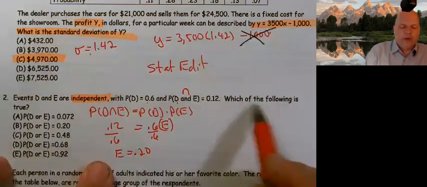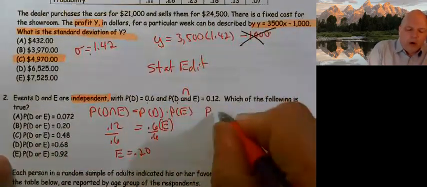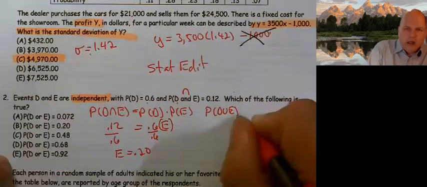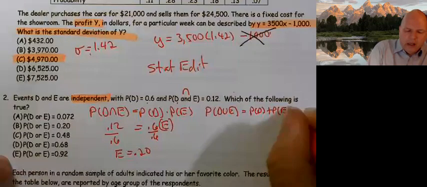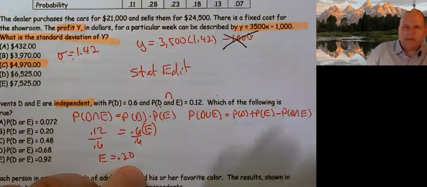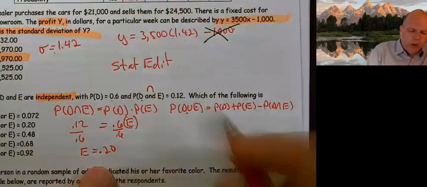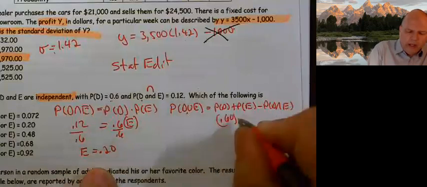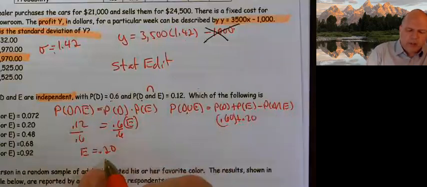Then I look at my answer choices, because it says which of the following is true, and all of these have an or. Well, remember, or means union. So this is going to be the probability of D union E equals the probability of D plus the probability of E minus the probability of D and E. So they're looking for the or, they're looking for this union. Well, we know that D they gave us was 0.6. We know that E is 0.20.